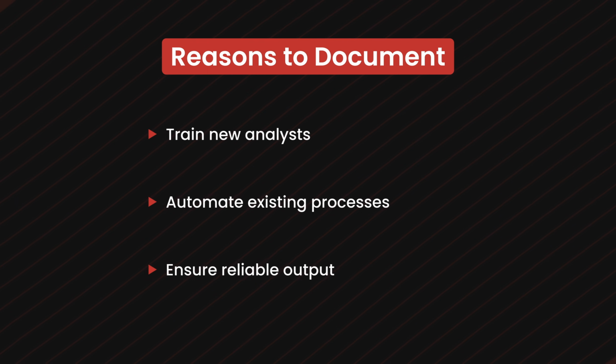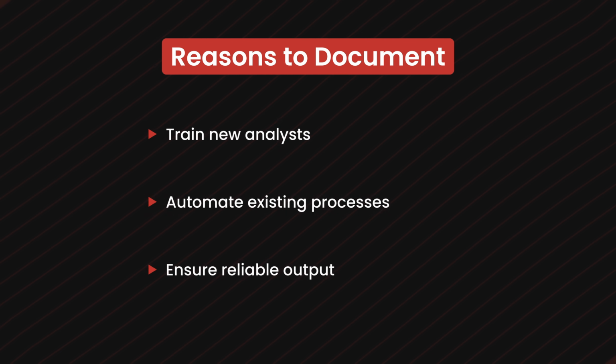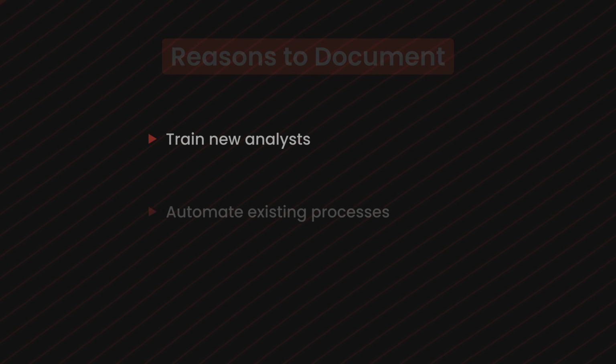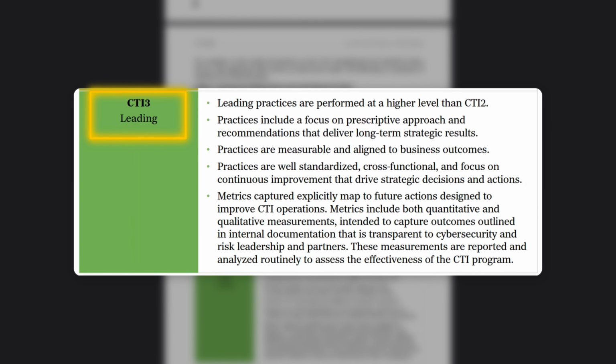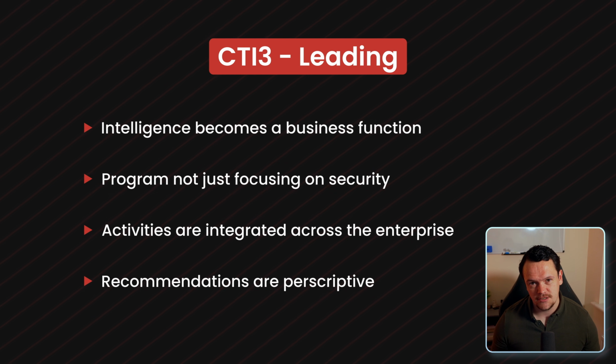That act alone advances the maturity score and helps the capability survive turnover. It allows you to train new analysts, automate existing processes, and ensure reliable output. CTI-3 is leading. This is where intelligence becomes a business function rather than just a security function. Activities are integrated across your enterprise.